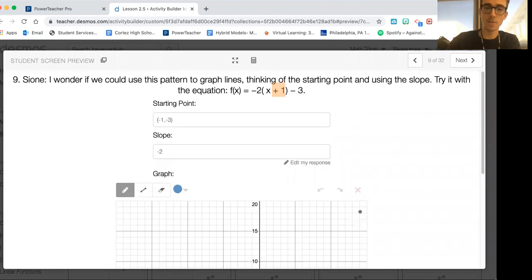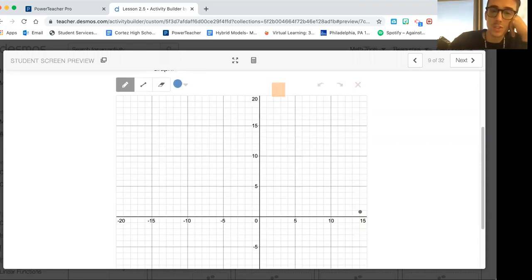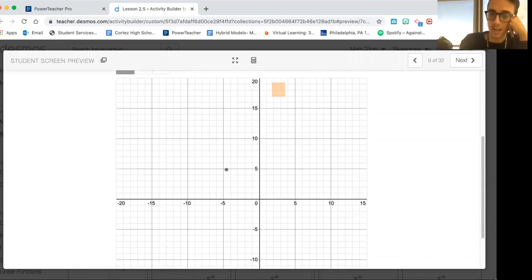And then we can graph this out. Starting at -1, -3, our slope is 2. So -1, -3. Our slope is 2, so it's going over 1, up 2, over 1, up 2, over 1, up 2. That should be sufficient.